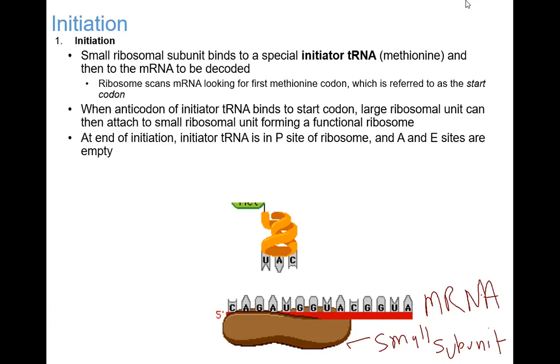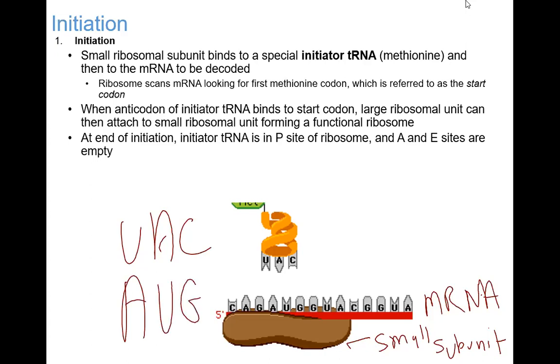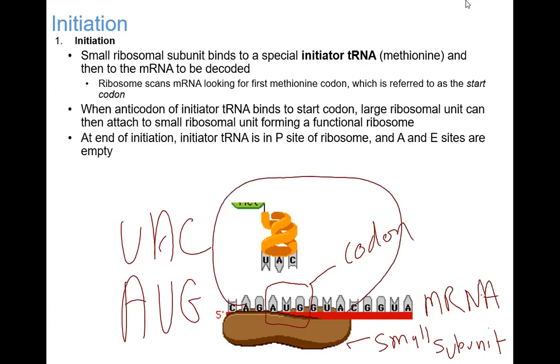So here the anticodon is UAC. The codon for that would be AUG, and right there is the codon. We're always going to have that first codon of AUG on every messenger RNA, because the first amino acid brought in is always going to be methionine. Now, as this is happening, a large subunit will come down on top of this. This is the large subunit.